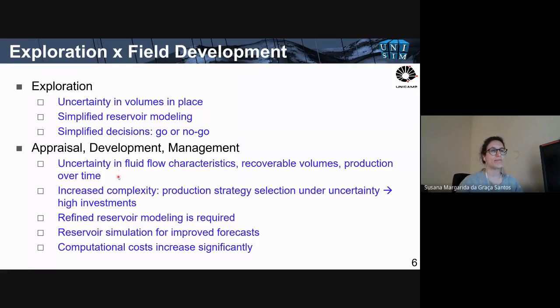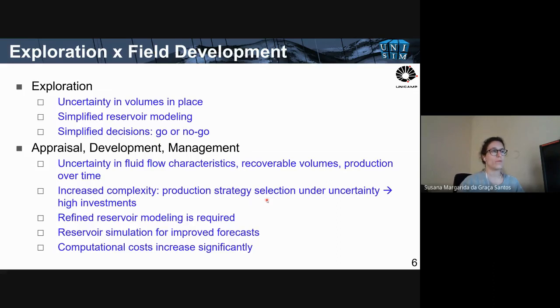So we need much more complex methods than the ones used in exploration, so that we can understand how our production strategy affects the behavior of the reservoir, and the complex interaction between the production strategy and our reservoir. And this is why you need the complex method: so you can select the production strategy under uncertainty. This is what we're going to see soon.